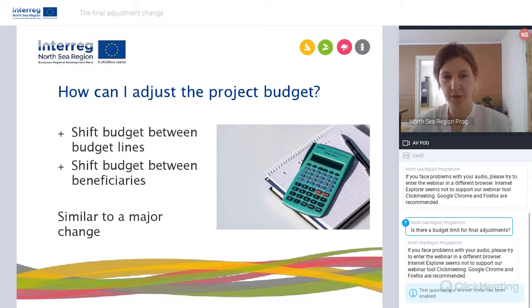So how can I adjust the project budget? There are basically 2 options for this. You can shift budget between the budget lines of one beneficiary, which we also call a minor budget shift, or you can shift budget between different beneficiaries in your project, which we also call a major budget shift. And what's important here is that it's never possible to adjust the total budget of your project. So you should always be sure that the total budget of your project remains the same, although you have maybe shifted budgets between beneficiaries.